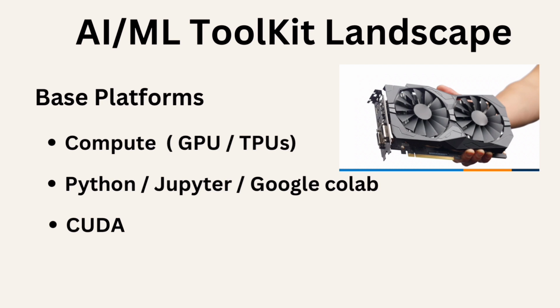Next, we have the tools you will use to write and run your code. Python is the go-to language for AI and ML. And if you are working on projects, Jupyter Notebook or Google Colab are great platforms for interactive coding and experimentation. Lastly, to get the most out of your hardware, CUDA is essential. It's a parallel computing platform that allows you to run operations on GPUs, speeding up computation significantly. So, with these tools, you are all set to dive into the world of AI and ML.